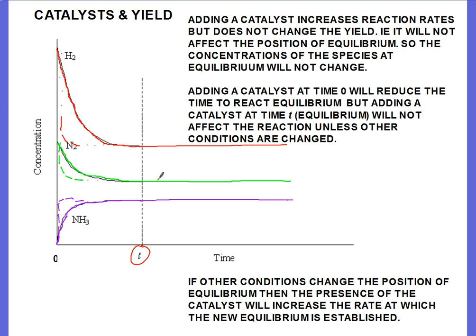However, if after we added the catalyst, we then change conditions, say we change temperature or pressure or concentration, we know that changing temperature, pressure, or concentration changes the position of equilibrium, and because the catalyst is there, the reaction will happen much faster now the catalyst is there. But if we just add a catalyst at equilibrium, we'll see no change whatsoever.